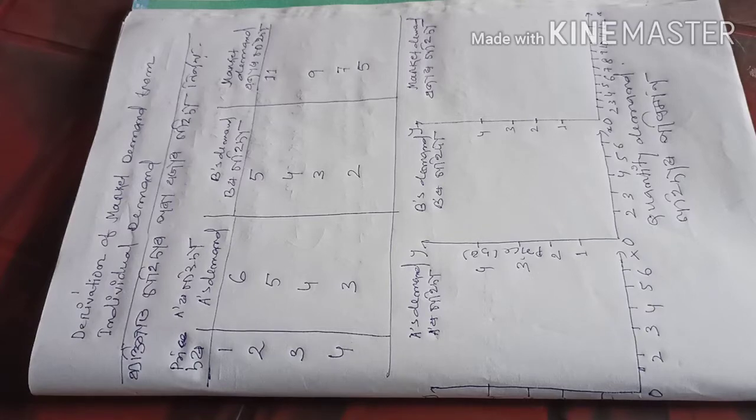So we can explain this concept with the help of an example. Suppose there are two individuals, individual A and individual B.